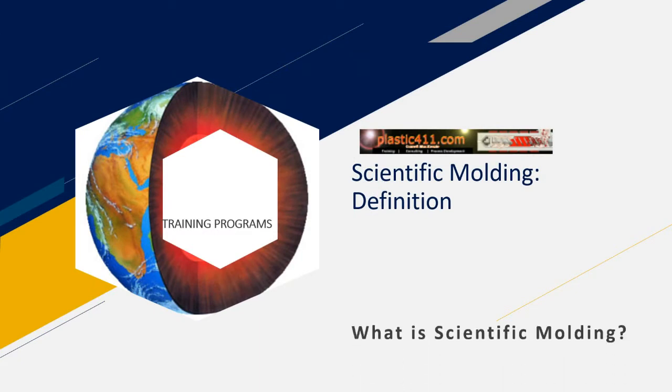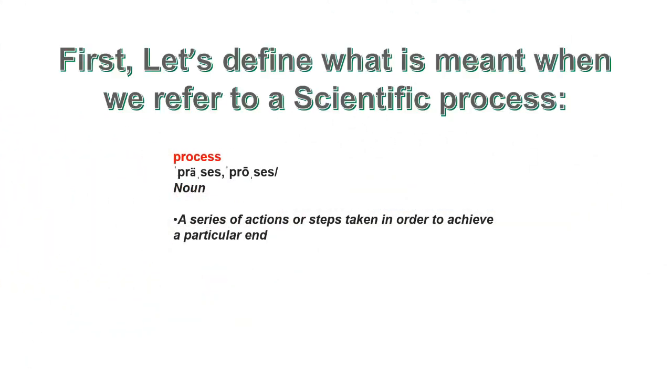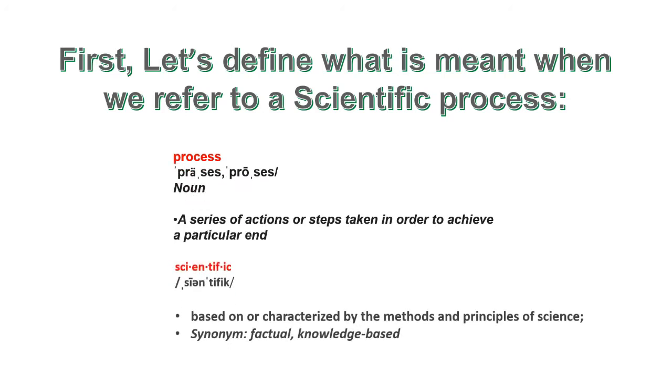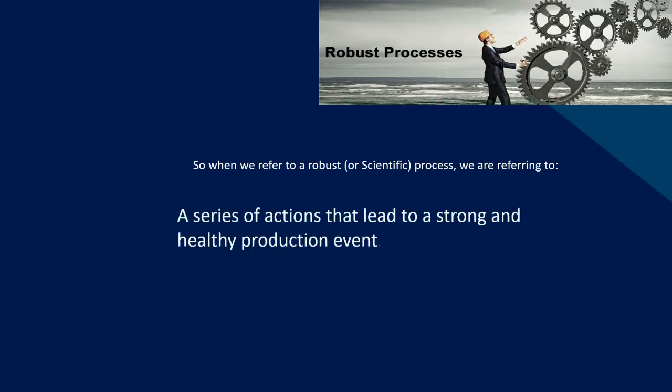So first, let's define scientific molding. What is it? Let's define what is meant when we refer to a scientific process. The definition of process is a series of actions or steps taken in order to achieve a particular end. Then we have scientific. Scientific is based on or characterized by the methods and principles of science. They're going to be factual and knowledge-based. So when we refer to a robust or scientific process, what we're talking about is a series of actions that lead to a strong and healthy production event.